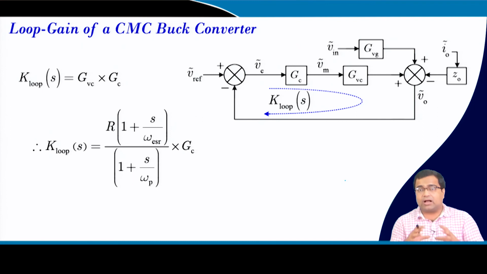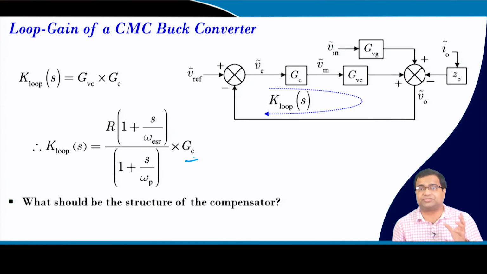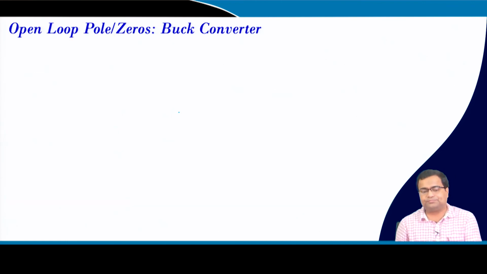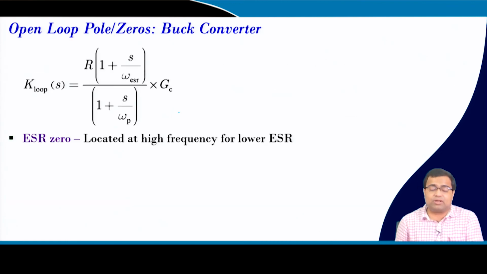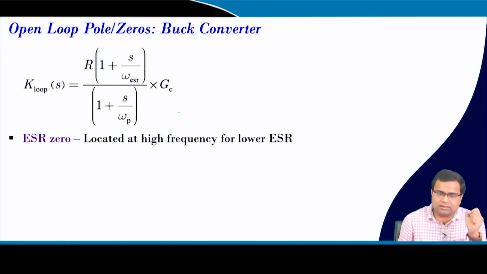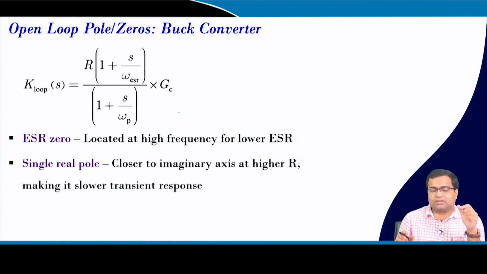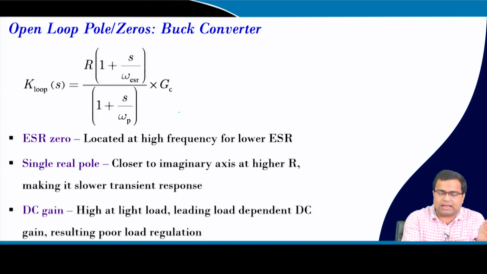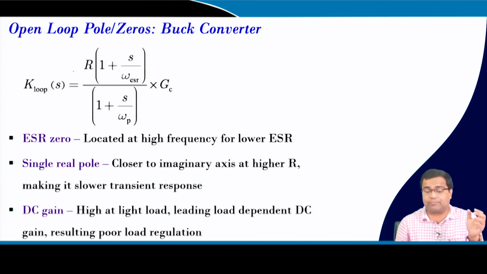So, we want to design this compensator and we want to shape the loop. What should be the structure of the compensator? It depends on the number of poles and zeros. So, we have 1 zero and 1 pole. The first thing, we have an ESR zero which is located at high frequency, and we can cancel it by using a controller pole. We have a single real pole, which actually makes the response slower if the load resistance is high, and at DC, the DC gain in the loop transfer function is load resistance dependent. So, it has poor load regulation.